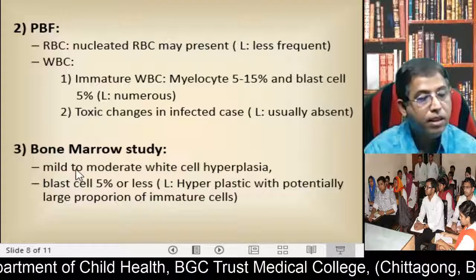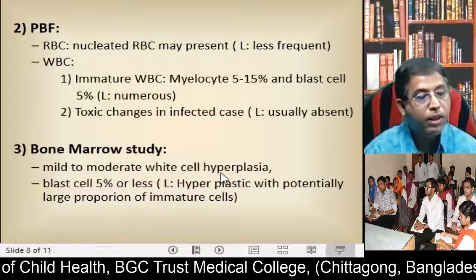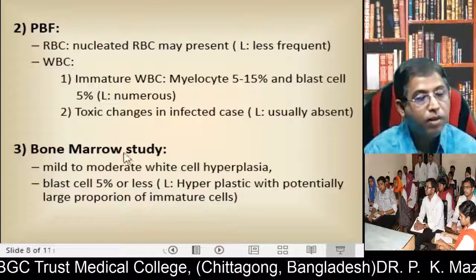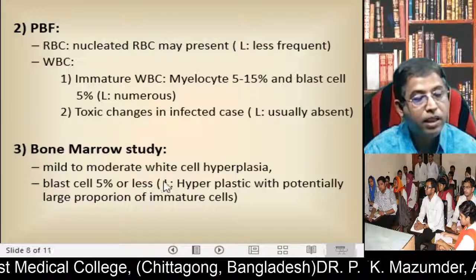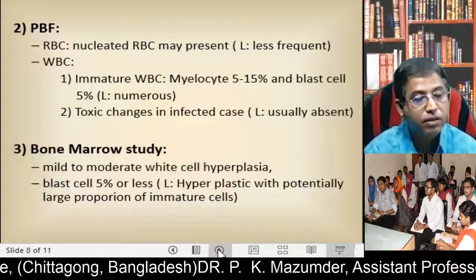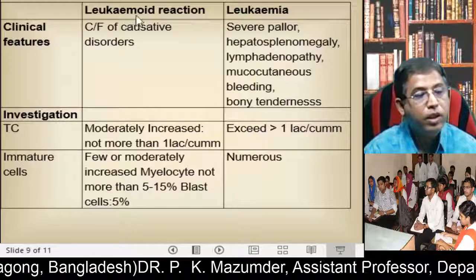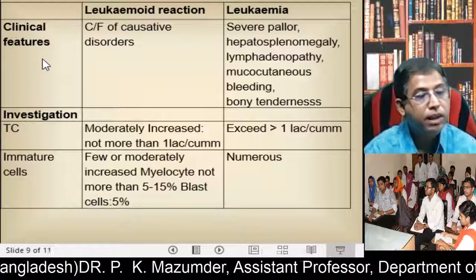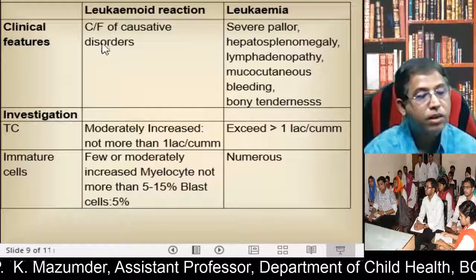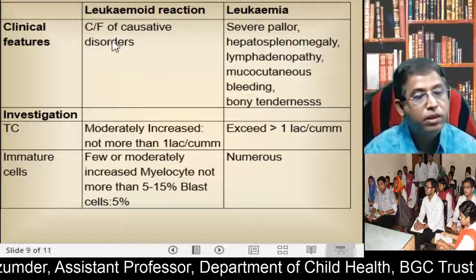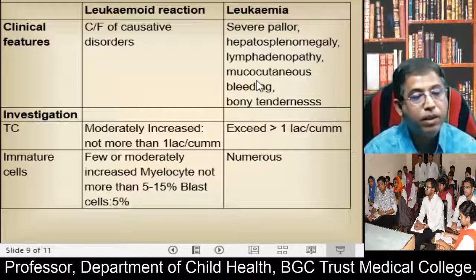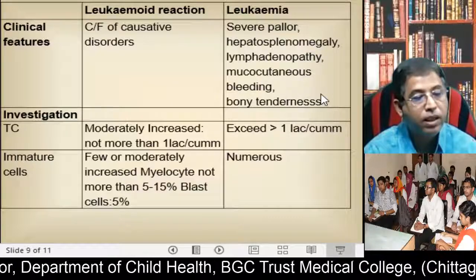In bone marrow study, there is mild to moderate white cell hyperplasia. Blast cells are 5% or less in case of leukemoid reaction, but in leukemia it is hyperplastic with potentially a large proportion of immature cells. Now leukemoid reaction and leukemia: clinical features of causative disorders such as shigellosis, chickenpox, whooping cough, disseminated tuberculosis, and in leukemia there is severe pallor, hepatosplenomegaly, lymphadenopathy, mucocutaneous bleeding, bony tenderness.